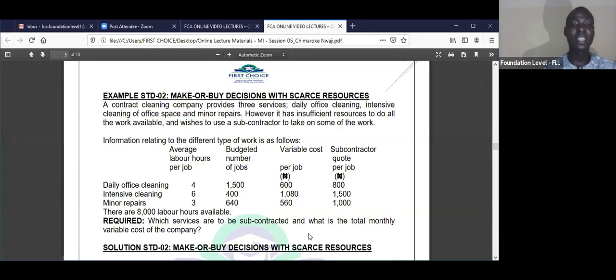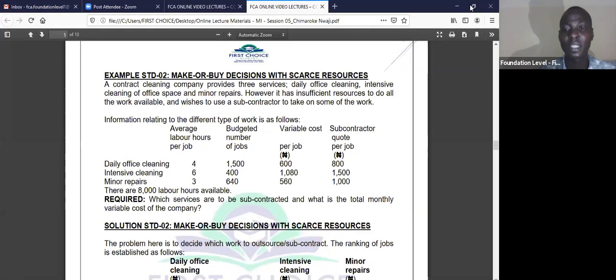He said there are 8,000 labor hours. 8,000 labor hours available. When they tell you there are 8,000 labor hours available, it shows that there is a restriction. You quickly do something. Are these 8,000 hours enough for me? That is what you'll be asking yourself. Are these 8,000 hours enough for me? Let's see. Okay, how do we know?